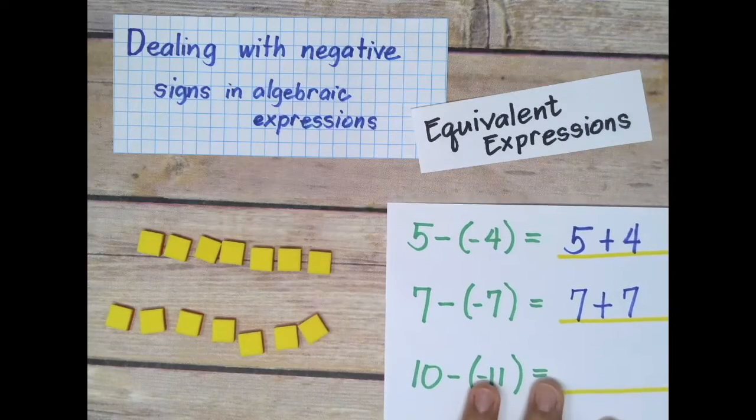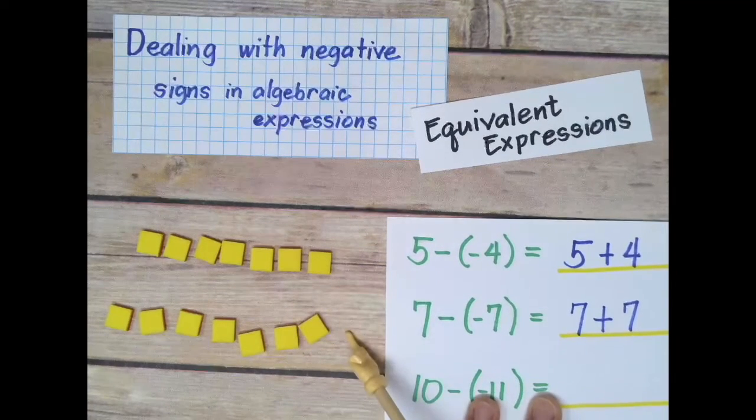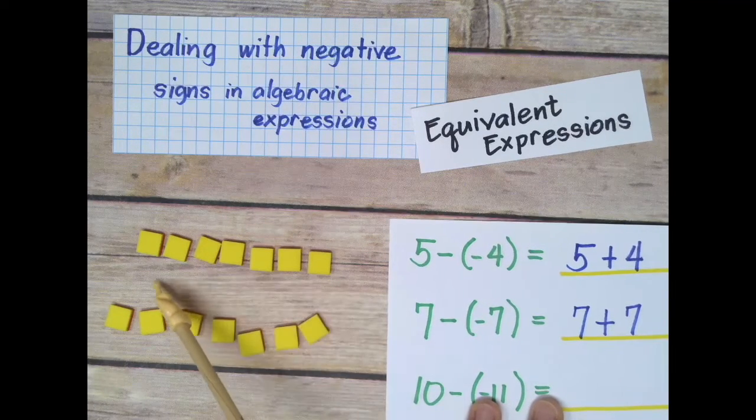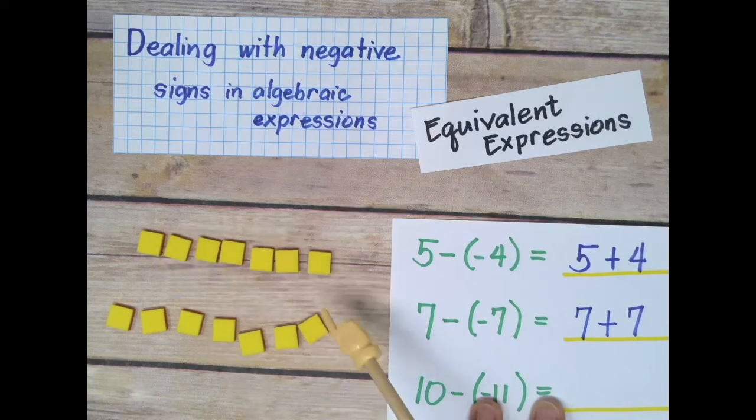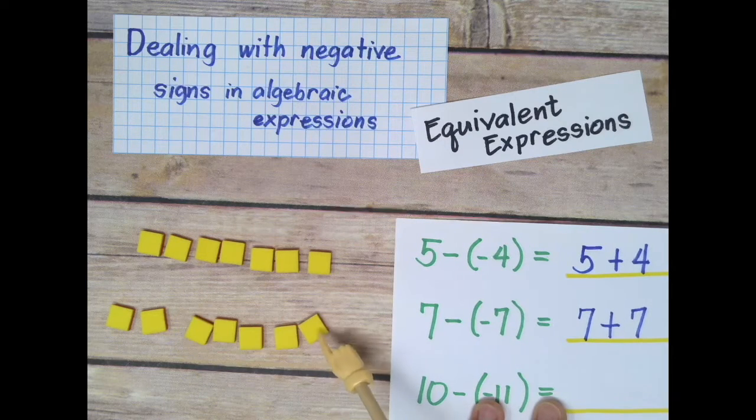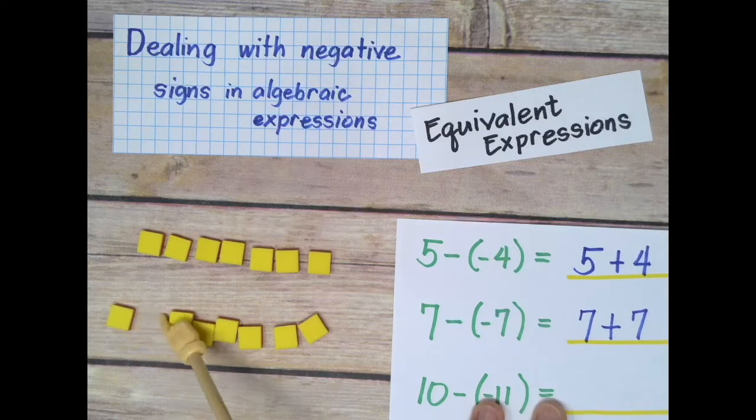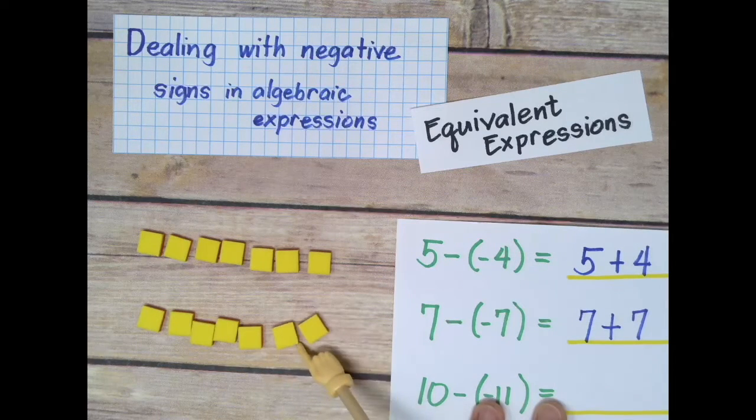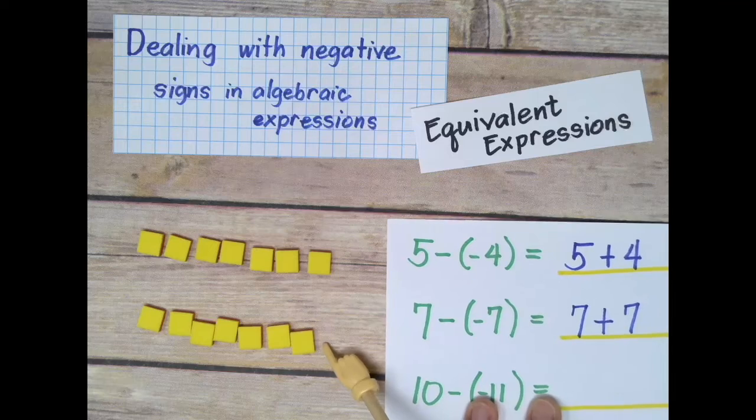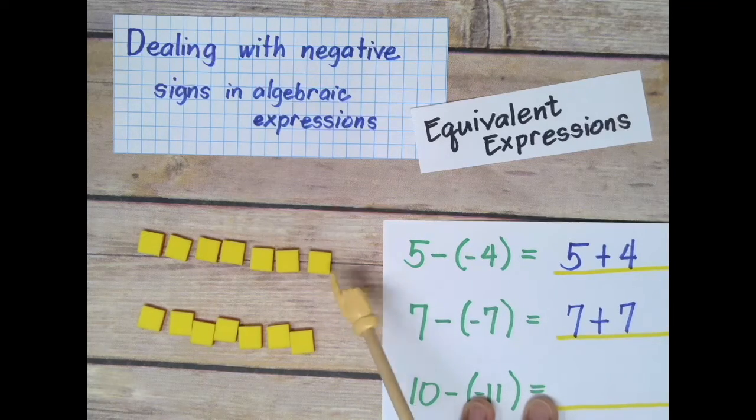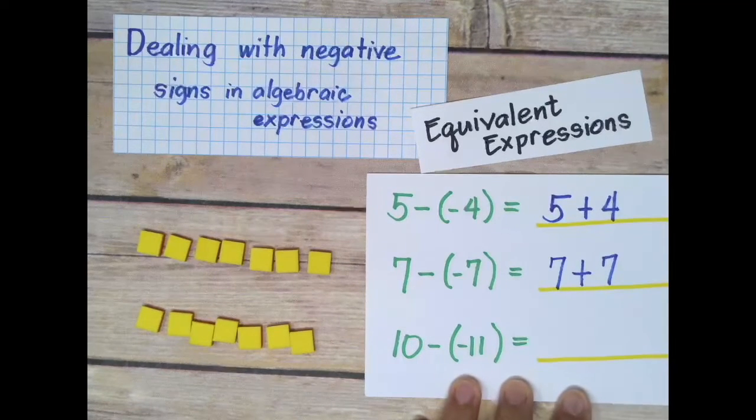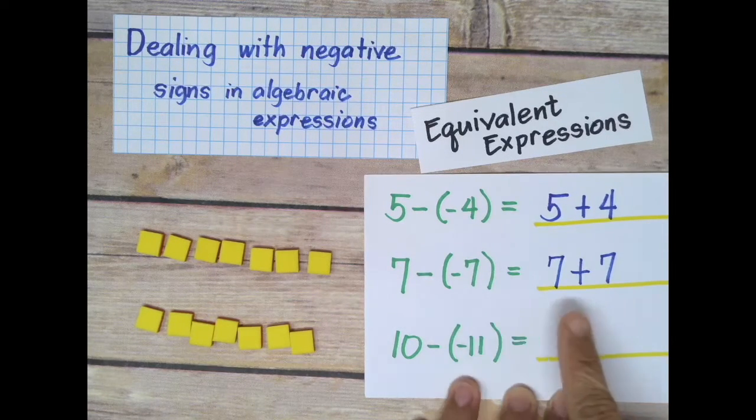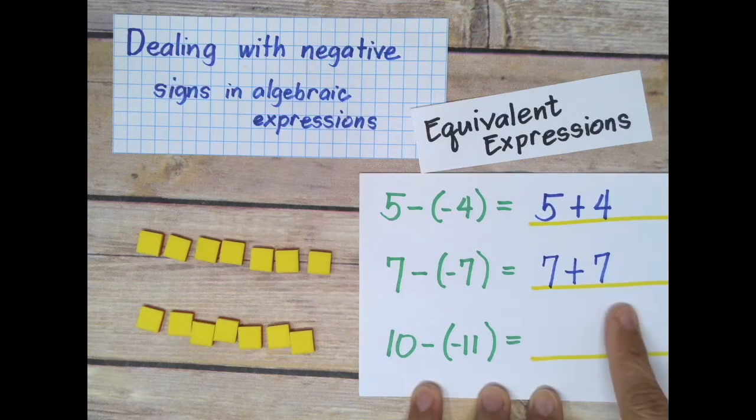So what we have now are 2 sets of yellow tiles. The first set is the original 7 yellow tiles, so that is positive 7. The second set consists of 7 yellow tiles that we got from the zero pairs. So this representation shows positive 7 plus positive 7, or 7 plus 7. Okay, so we have verified that 7 minus negative 7 is equivalent to 7 plus 7.